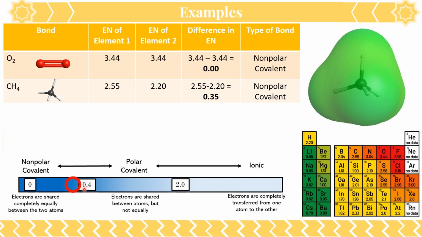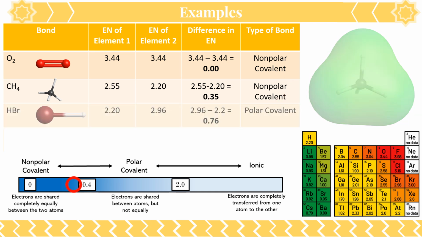All right, so now we've moved up to a slightly higher difference in electronegativity for a molecule like methane. Carbon has an electronegativity of 2.55, and hydrogen has an electronegativity of 2.2. So the bond between carbon and hydrogen has an electronegativity difference of 0.35. Right. So if we're looking at the way the electrons are shared in this atom, this green region indicates that there's not a lot of charge. It's mostly neutral. So we end up with non-polar covalent again.